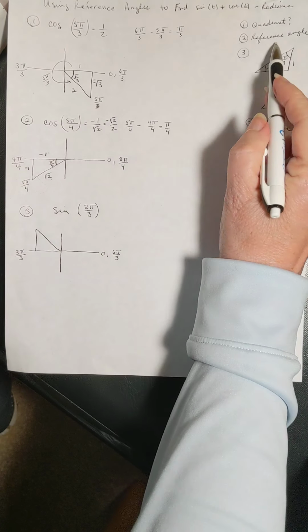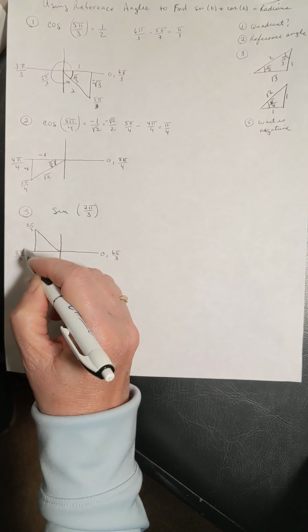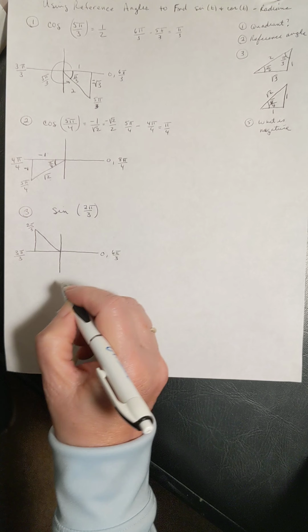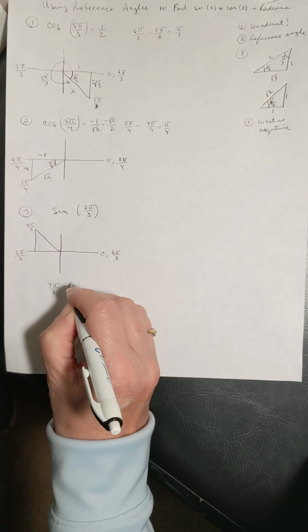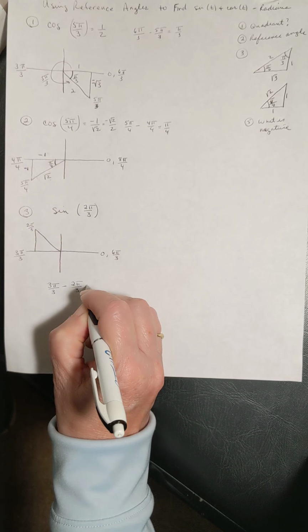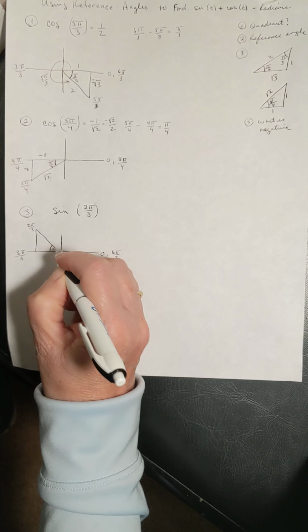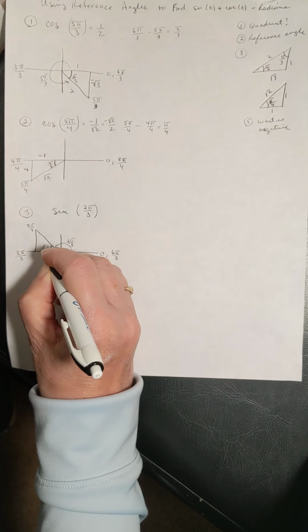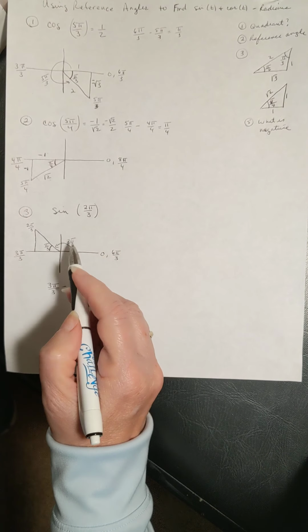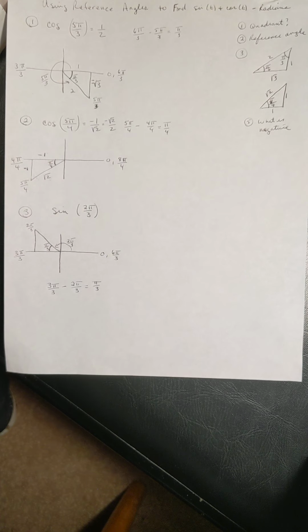Now I want to find my reference angle. So here's 2 pi over 3. My x-axis is 3 pi over 3, so I'm just going to subtract 3 pi over 3 minus 2 pi over 3 gives me pi over 3. So this angle here, here's 2 pi over 3, and then this is pi over 3. And you see 2 pi over 3 plus pi over 3 gives me 3 pi over 3. All right? So that's my reference angle.